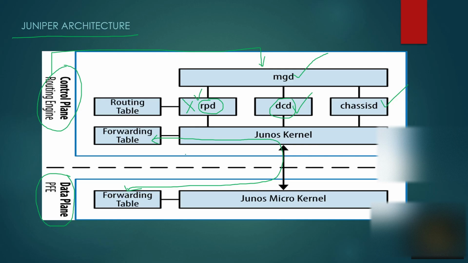And you have a PFED. What is that? Packet forward engine daemon. What will it do? I told you, right? It will copy one forwarding table to the PFE. So the copying of the forwarding table from the routing engine to the packet forward engine. Who is doing that copy of the forwarding table? The PFED. The PFED daemon, it will copy a forwarding table from the routing engine and send it to the PFE.